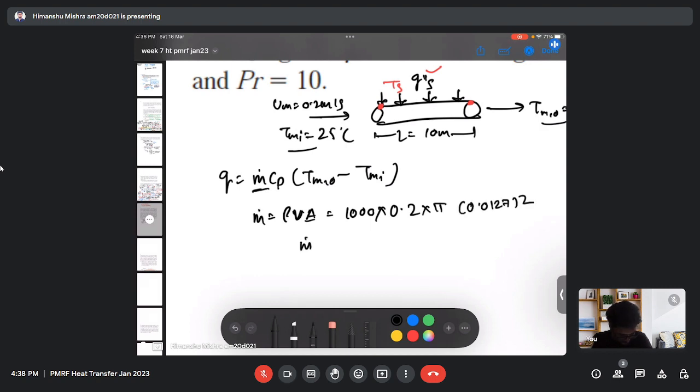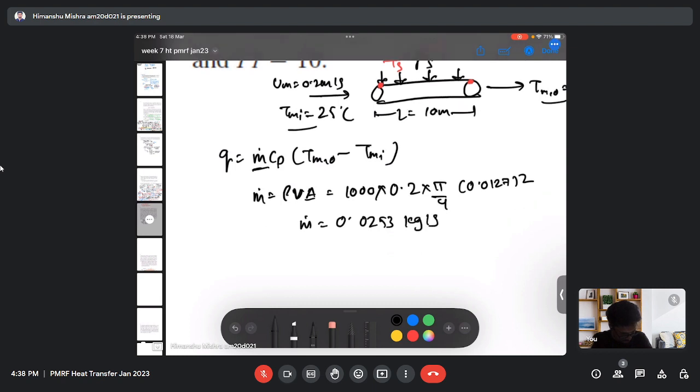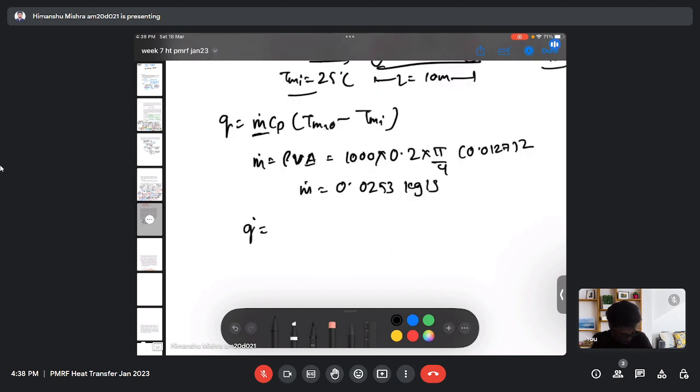So my mass flow rate will be kg per second. So my heat transfer will be, my heat capacity is 4000, and my outlet and inlet temperature is given, so my heat transfer will be 5060 watt.